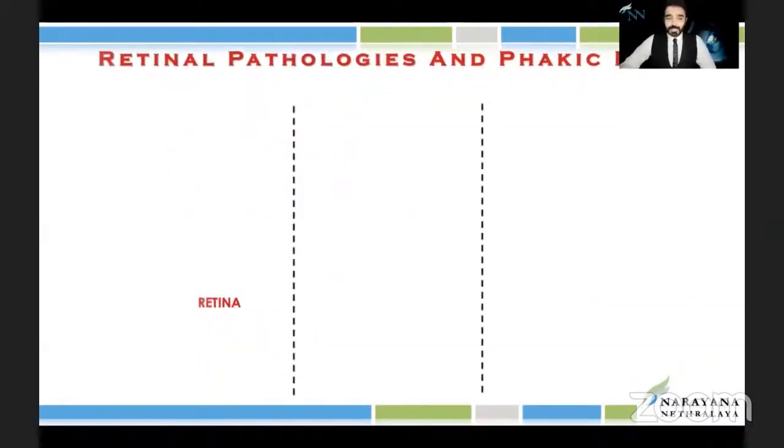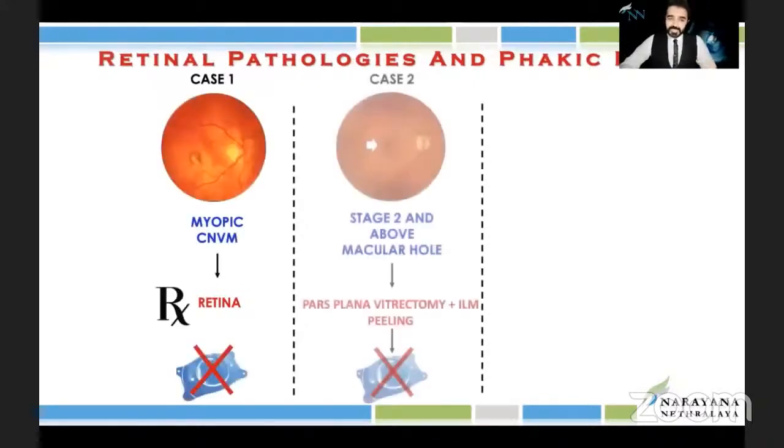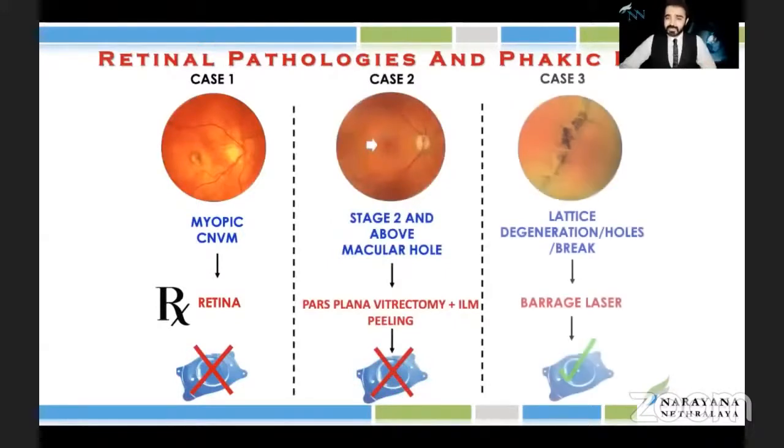The next is the retina. If you see cases where we have myopic CNVM or stage 2 or above macular holes, better to avoid implanting these lenses. But if you see in the periphery a few lattice degenerations or holes or breaks, you can always do barrage lasers, and after 2 weeks you can take up the surgery.